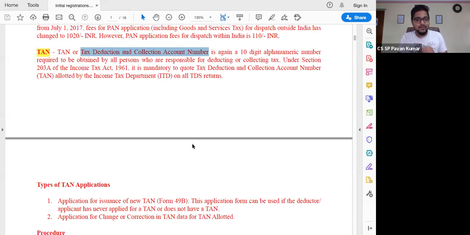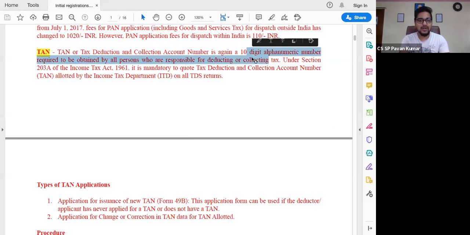Yeah, Vaishali, very good. Okay, so TAN number is tax deduction and collection number, which is again a 10-digit alphanumerical number. So whenever an employer is going to pay some money to an employee, or a person who has availed services is paying a service provider, he will normally, beyond a point, deduct TDS and then pay you the money.